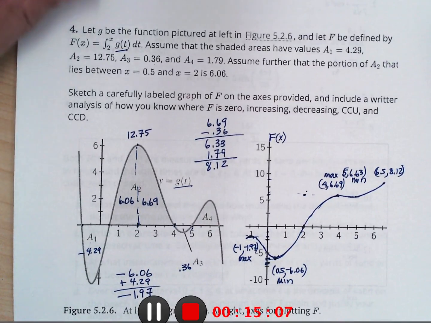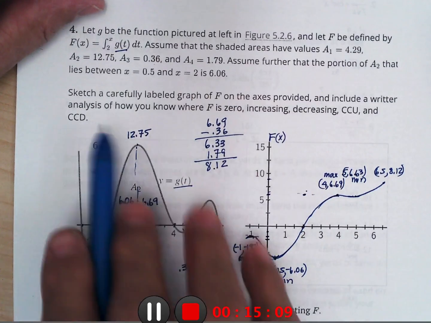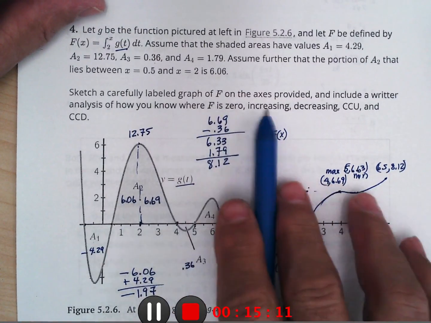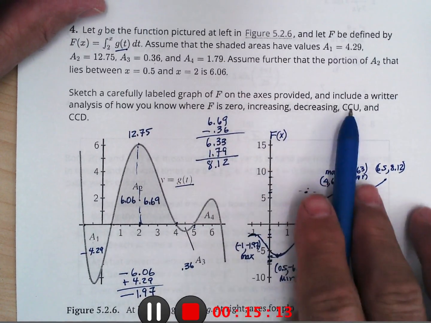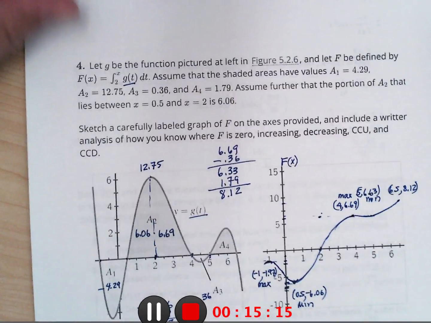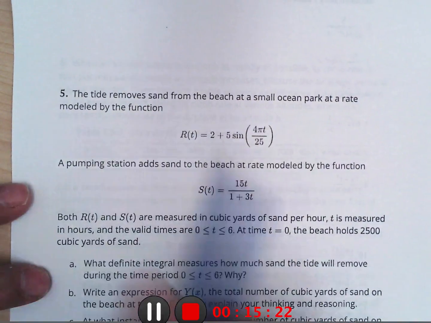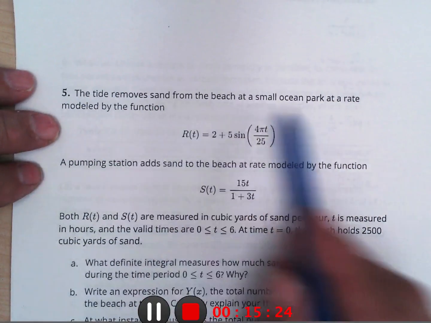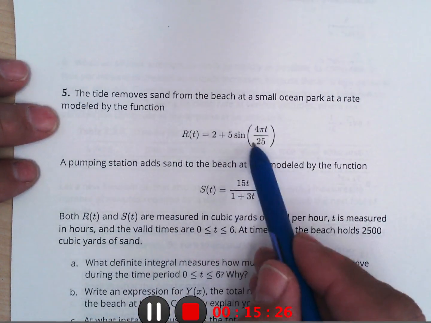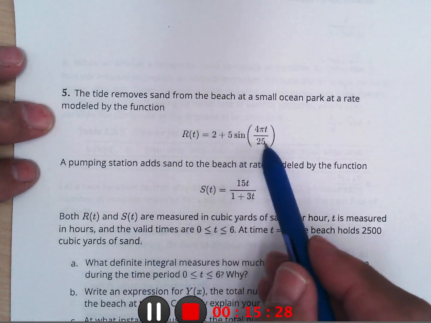Okay, so we've discussed where f is 0, where it's increasing, where it's decreasing, concave up and concave down. Gone through all the pieces. Number 5: the tide removes sand from the beach at this rate. So the question I asked in class, is it always removing sand?